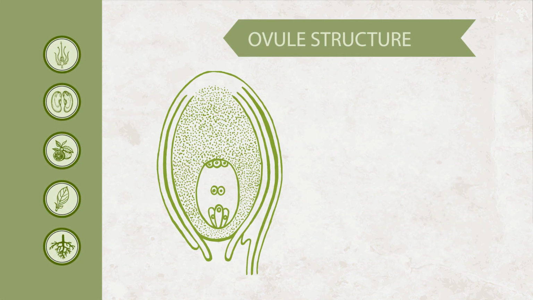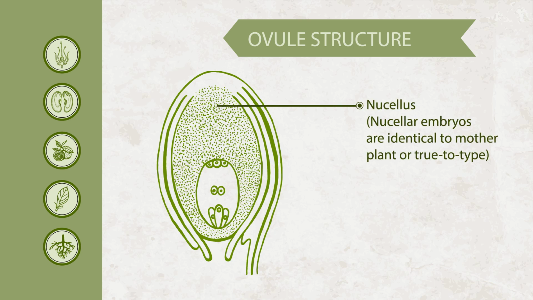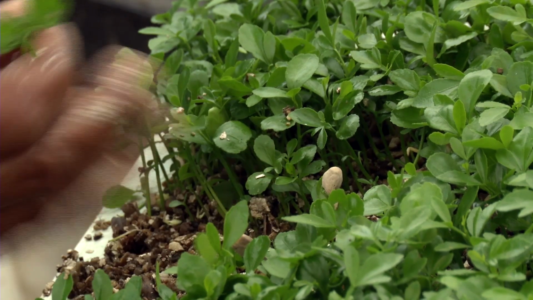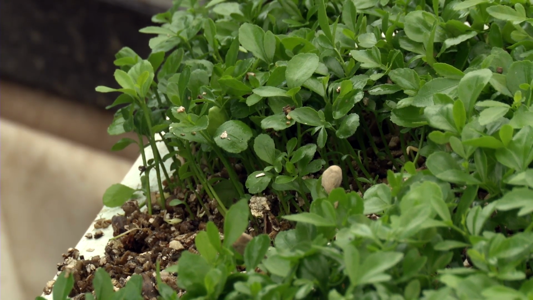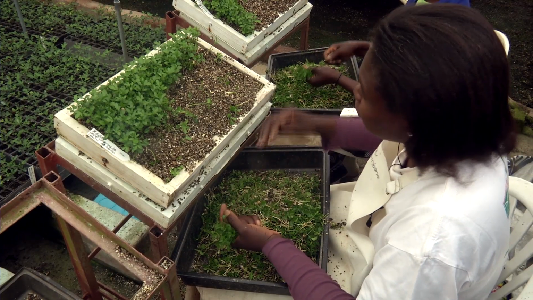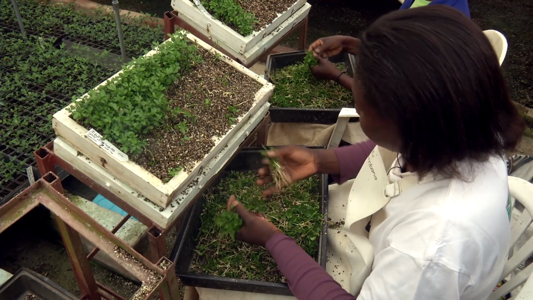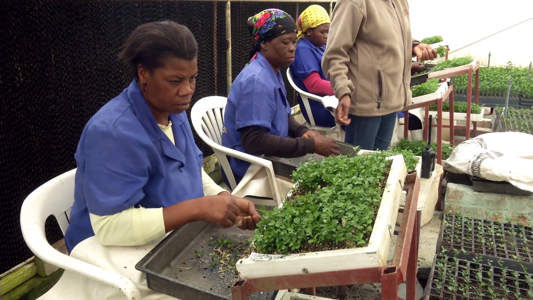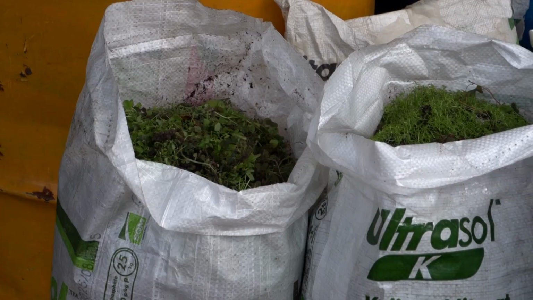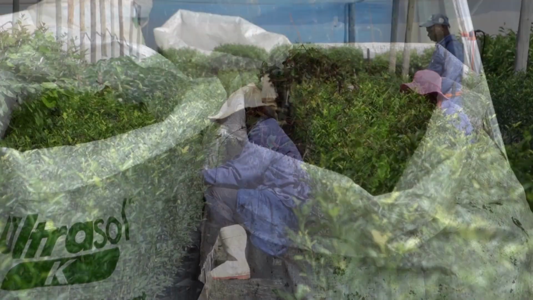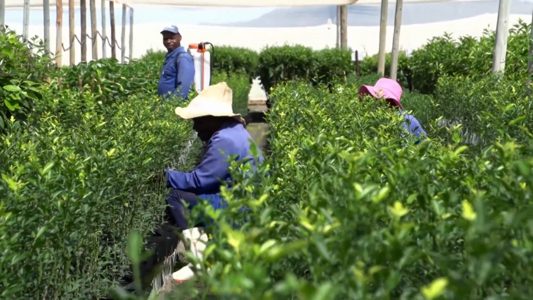Because these embryos are formed from the nucellus, they contain only the genetic material of the mother plant, which makes them true to type. When a citrus seed germinates, more than one seedling grows from each seed. The zygotic embryo will always form one seedling, while the number of nucellar embryos that grow into seedlings varies. The zygotic seedlings are different from nucellar seedlings and are discarded in the nursery. Only true-to-type nucellar seedlings are eventually used as rootstock plants.